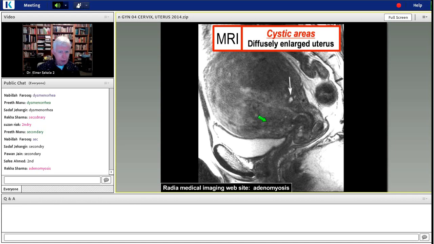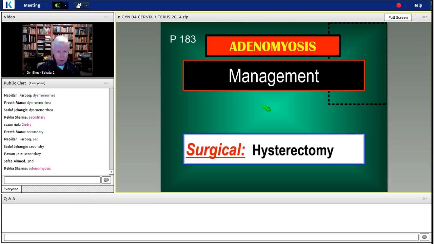And here we have another one. You can see how symmetrically enlarged it is. The endometrial stripe is not quite as obvious here. Now, the management for adenomyosis historically has been surgical. And primarily, we're looking at bleeding and pain. And if the cause is pain, then still hysterectomy is the way to go.